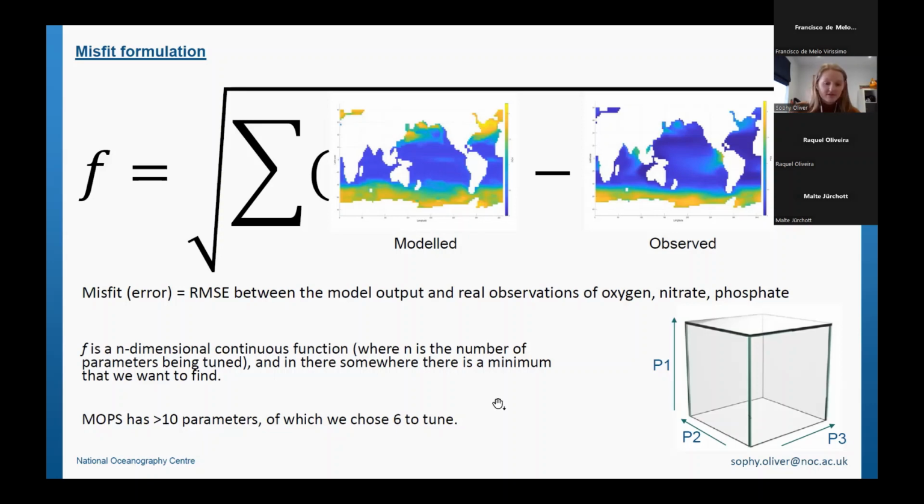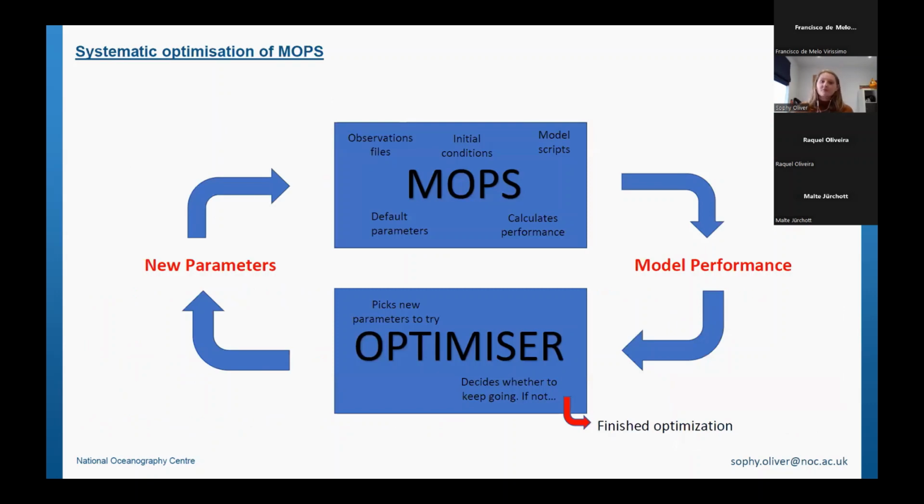And MOPS has lots of parameters, not as many as more complex models, but we chose 6 to optimize. One of them was the Martin B parameter. And the process of optimization is this loop here. So you have some initial parameter configuration, maybe with the default values of 0.858 for the Martin B. You then run your model, in this case MOPS. You spin it up for 3,000 years so that it can equilibrate. And then you calculate your misfit to observations. That's this misfit for performance.